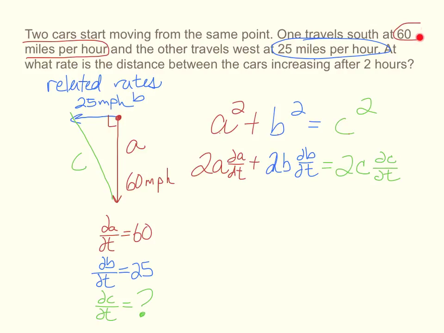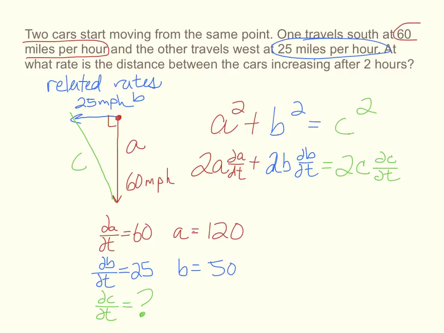If a car is traveling 60 miles per hour and the car is driving for 2 hours, we know that this distance A is 120 miles. Similarly, we know that car B is traveling at 25 miles per hour for 2 hours, so we know B is 50 miles.